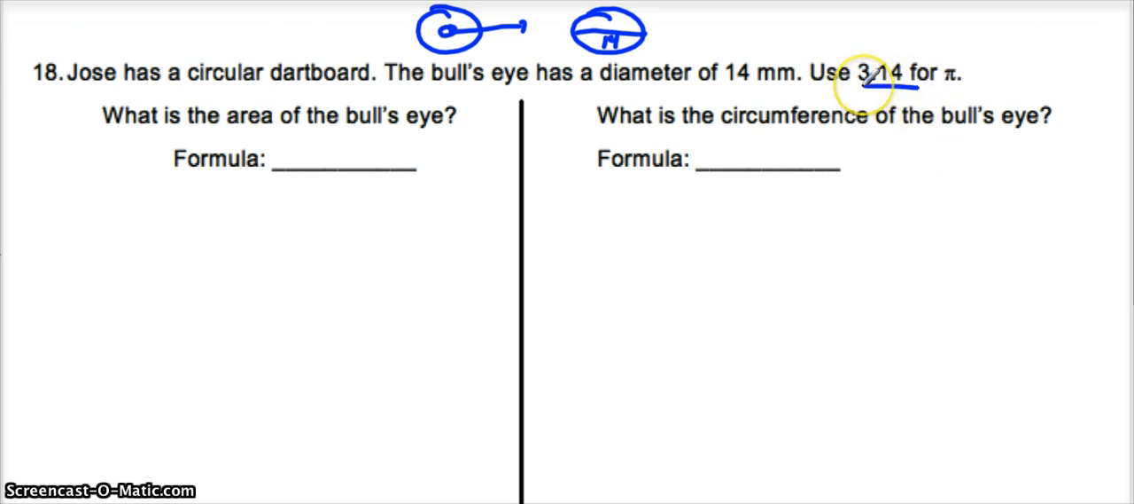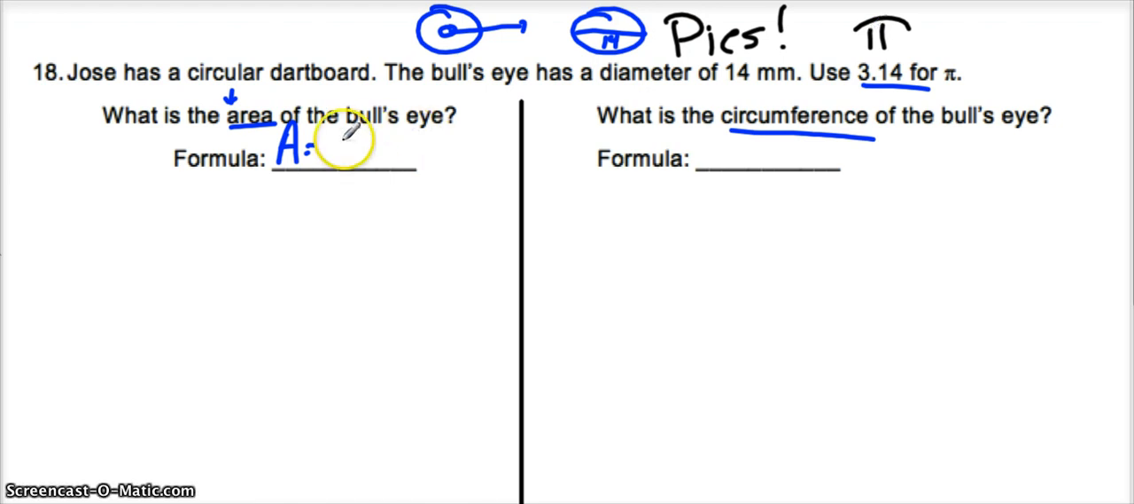We need to use 3.14 for pi, and we're going to find the area of the bullseye, and we're going to find the circumference of the bullseye. And before we can work either one of those, we have to have the formulas. Area starts with the letter A, so the formula for area starts with an A. Now, some of you on your test put the formula for the area of a circle to be A equals length times width. That works for a rectangle. That is not going to work for this circle. Circles are shaped like what desserts? Like pies. So a circle, the formula is going to have pi in it.